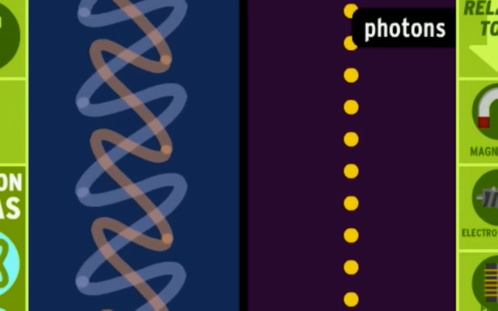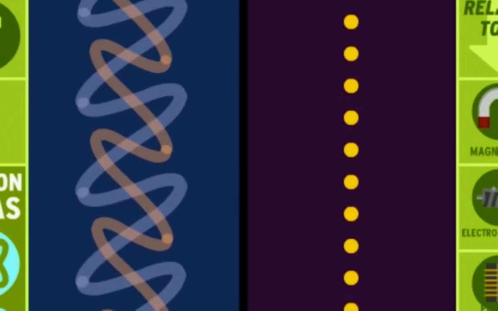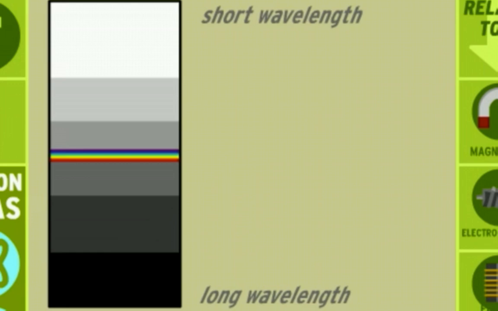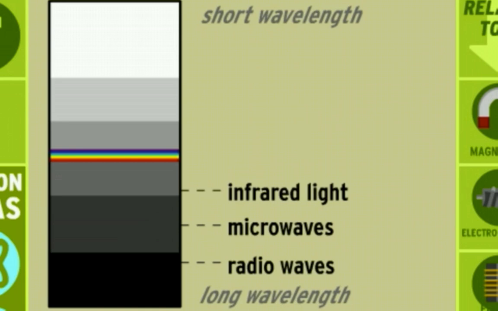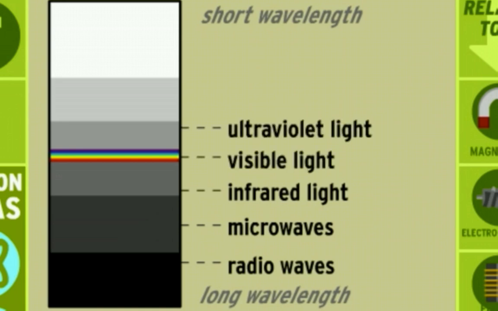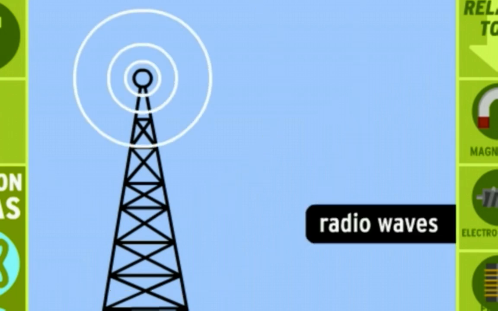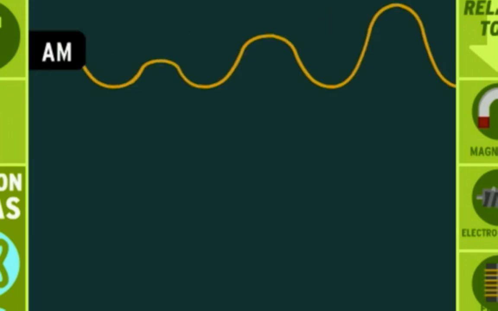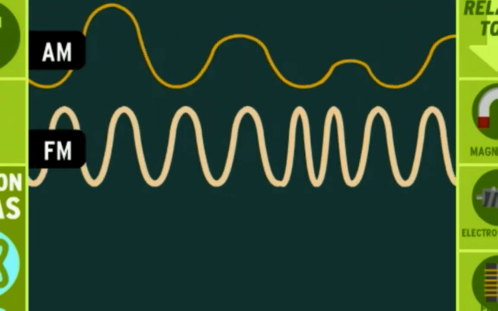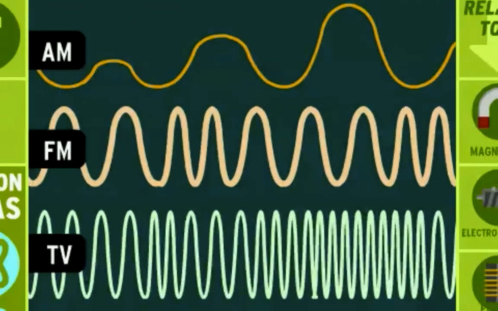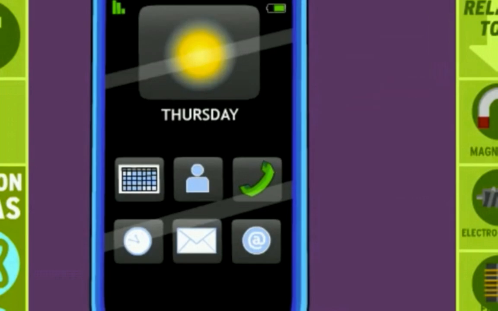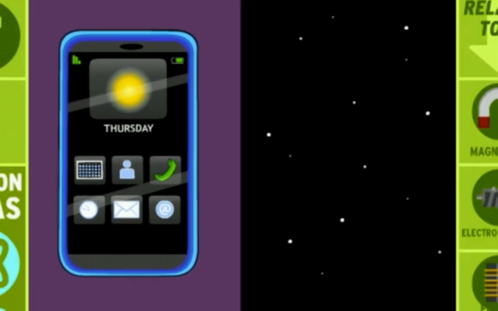EM radiation is kind of indecisive. Sometimes it behaves like a wave, sometimes like particles. Starting with the lowest energy level, the 7 types of EM radiation are radio waves, microwaves, infrared light, visible light, ultraviolet light, X-rays, and gamma rays. Radio waves are used to transmit radio and television signals. AM radio uses low energy waves, FM radio uses medium energy waves, and TV uses high energy waves. Cell phones use radio waves too, and stars in space can also emit radio waves.